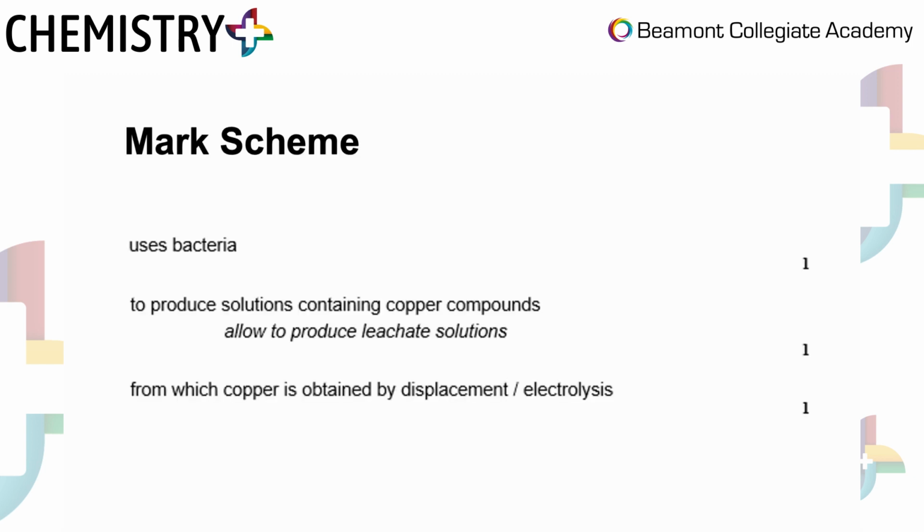Here's the GCSE mark scheme. Marks awarded for saying uses bacteria to produce solutions containing copper compounds from which copper is obtained by displacement or electrolysis. How did you get on?